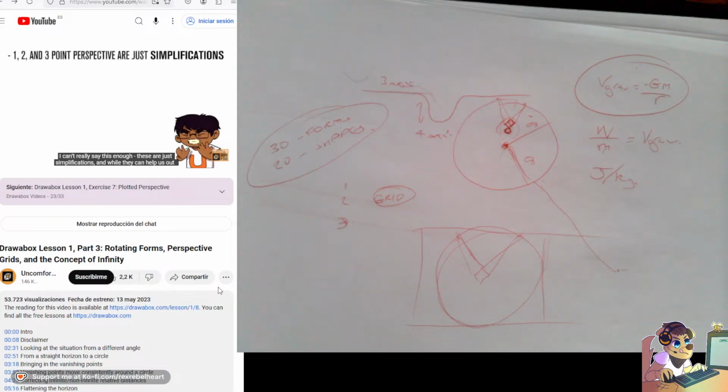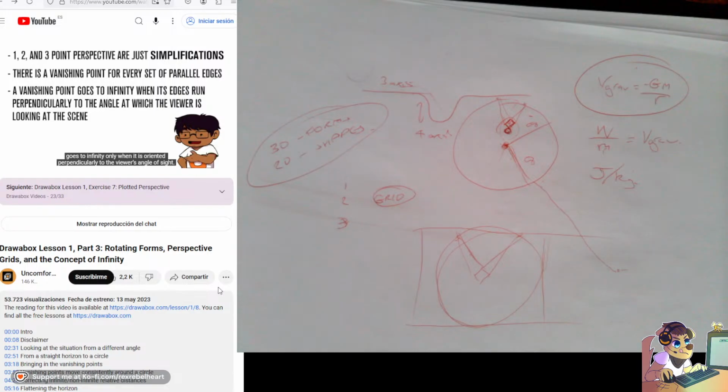These are just simplifications, and while they can help us out towards the beginning, it is important that you get used to the idea of thinking less in terms of specific point perspective grids, and more about the idea that there's a vanishing point, whether concrete or infinite, for every set of parallel edges in the scene, and that a vanishing point goes to infinity when it is oriented perpendicularly to the viewer's angle of sight.